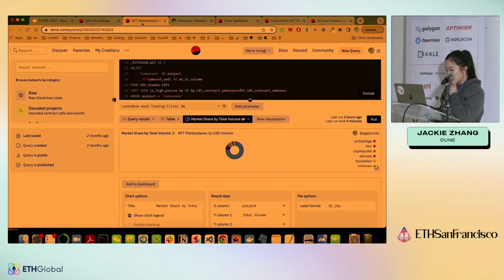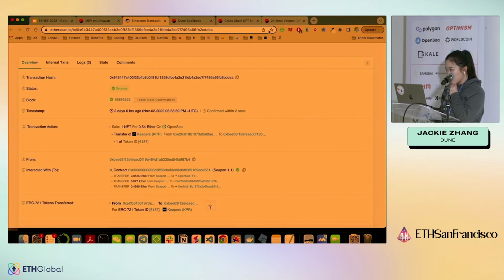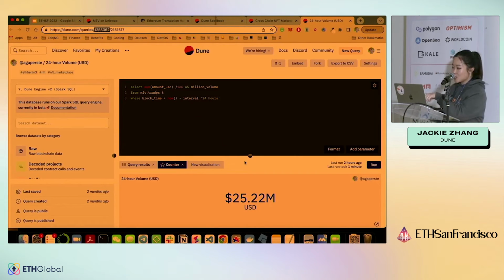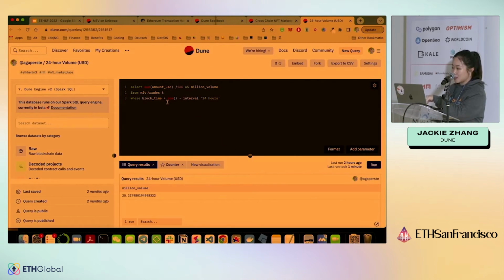Let me just pick something. Let's see, what did I pick over here? Okay, so we're going to pull data for this one. We're pulling data for the 24-hour volume on all the NFT marketplaces that we have on Dune. And it's just a number.